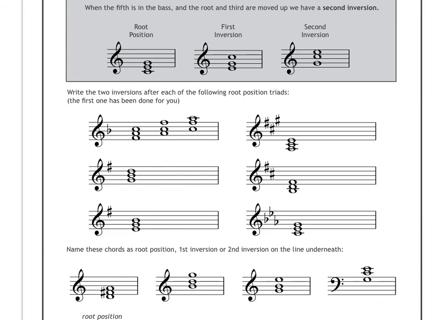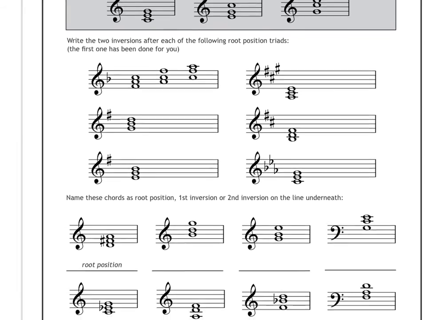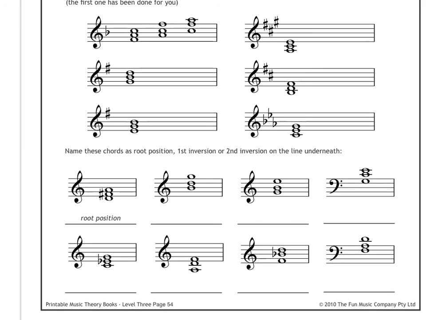And then finally at the bottom, they're just asking you to name these triads as being in root position, first inversion, or second inversion, depending on what it looks like. So a quick reminder, a root position triad has all three notes stacked on top of each other. Looks like a snowman, right? If it's in some kind of inversion, there will be more space at some point, like here, or in here, or in here. They won't be line, line, line, or space, space, space. Okay?